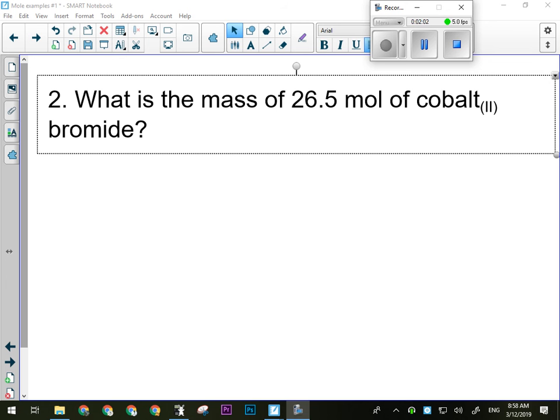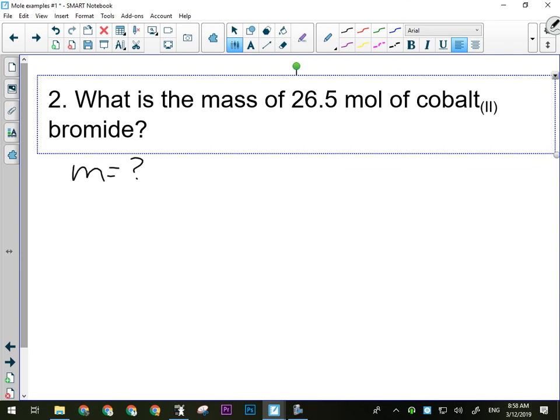Okay, so for number 2 here, we're looking for the mass. So this time we're looking for little m of 26.5 moles. So they told us what N is, of cobalt 2 bromide. All right, so cobalt 2 bromide means use the cobalt with the 2+ charge. Bromine is a -1, so we got CoBr2 as our formula here.